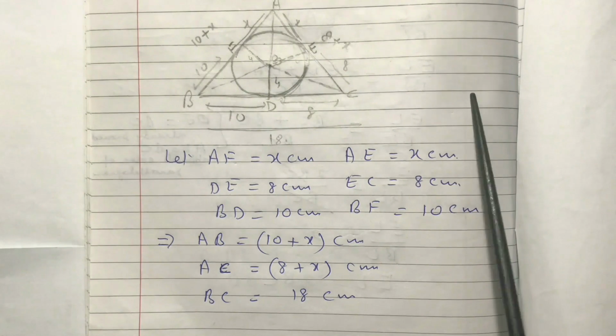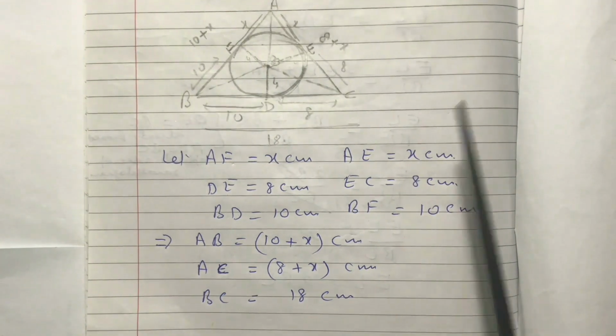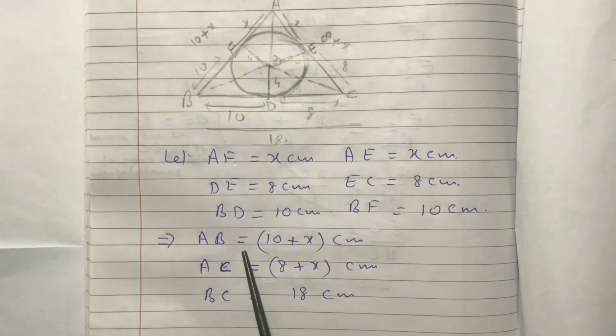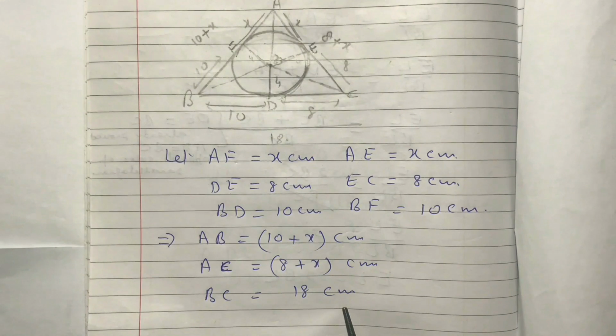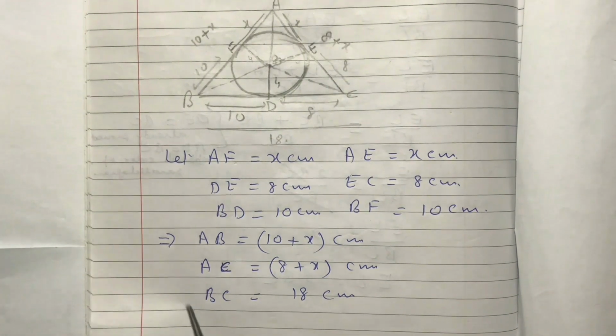So whatever I have just told you verbally, I have written it here. So AB here is 10 plus x centimeter, AC is 8 plus x centimeter and BC is 18 centimeter. So this is what we have.